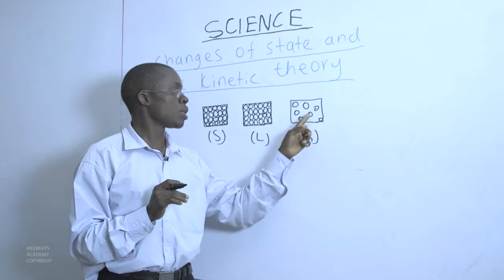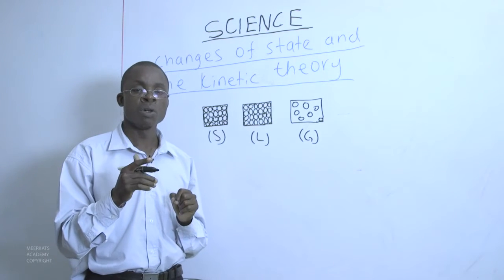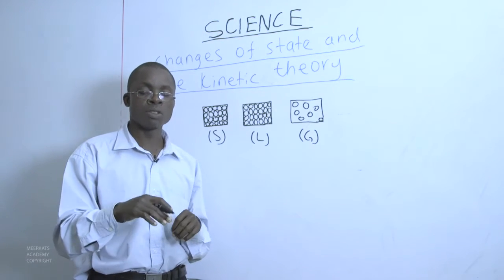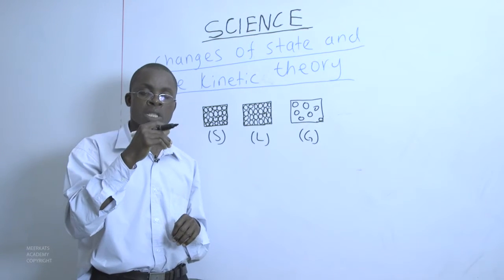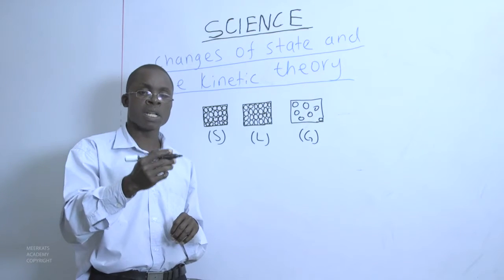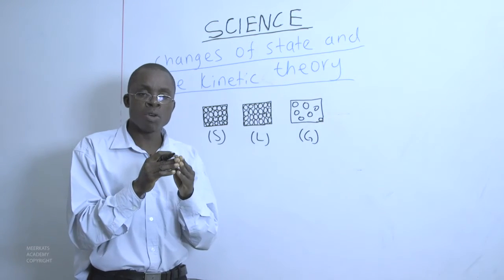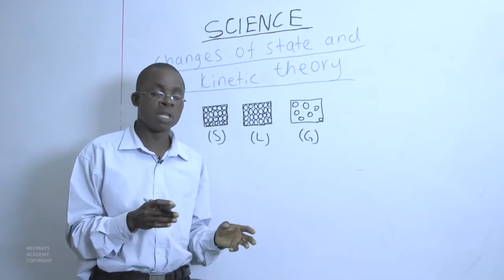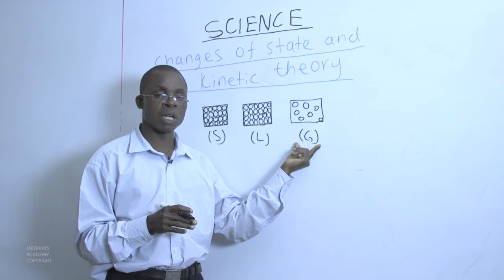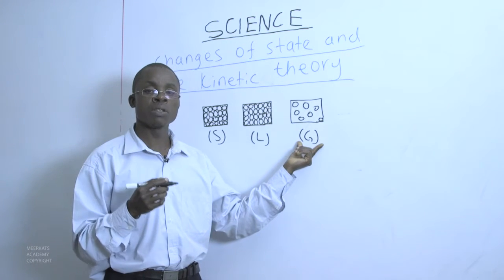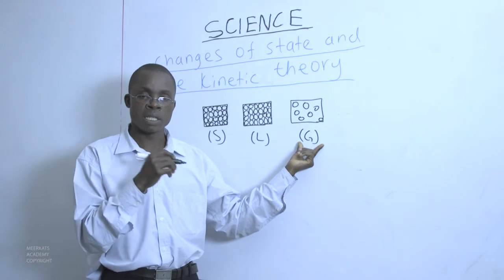And in addition, these particles have more kinetic energy, which is probably due to an increase in temperature. So as you increase temperature, you increase kinetic energy. And as you increase kinetic energy, you increase the rate at which the particles move. As they move faster, more collisions occur. As they collide more, they move far away randomly, filling the whole container. So one property has already come out: gases will always fill all the parts of the container into which they are being held.